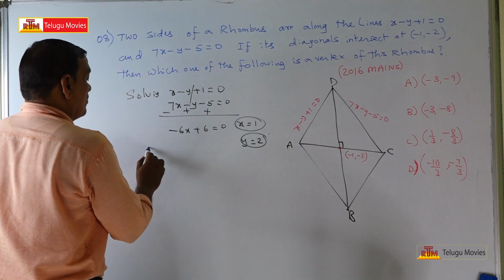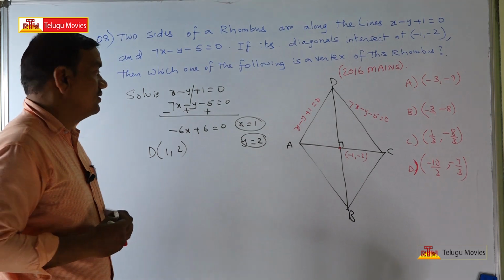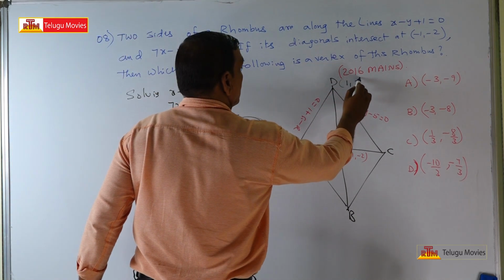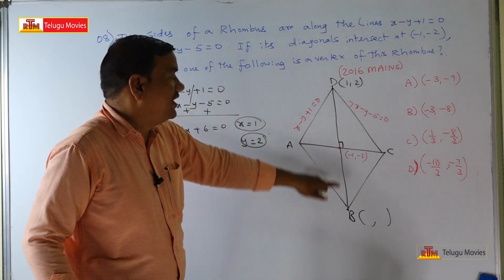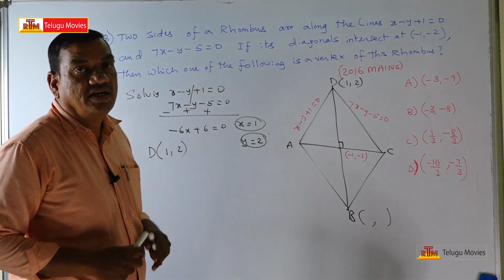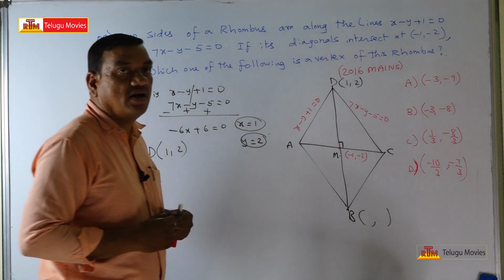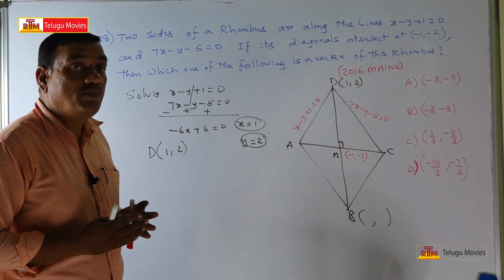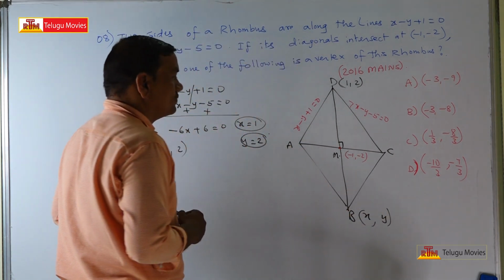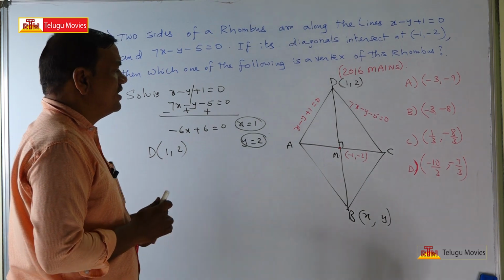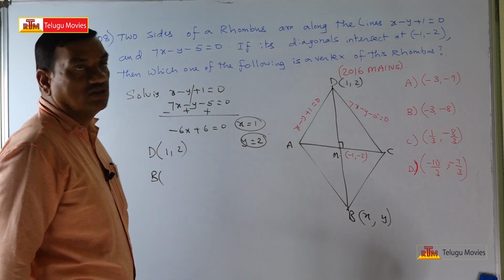Therefore, the vertex D is 1 comma 2. So we got this vertex D. Yes, we can find B also. Why? Because the midpoint of BD is nothing but the intersection point of the diagonals. We know that in a rhombus, the diagonals are perpendicular bisectors of each other. So if we observe x comma y, we can find B also. D, 1 comma 2, is not there in the options, so that answer is not there.